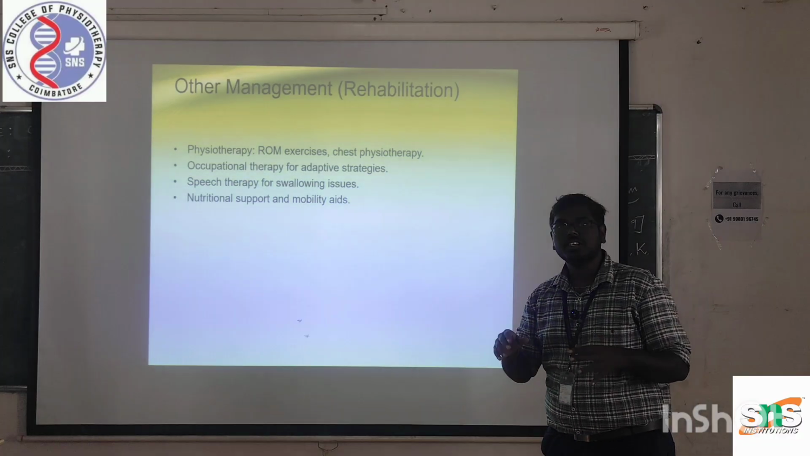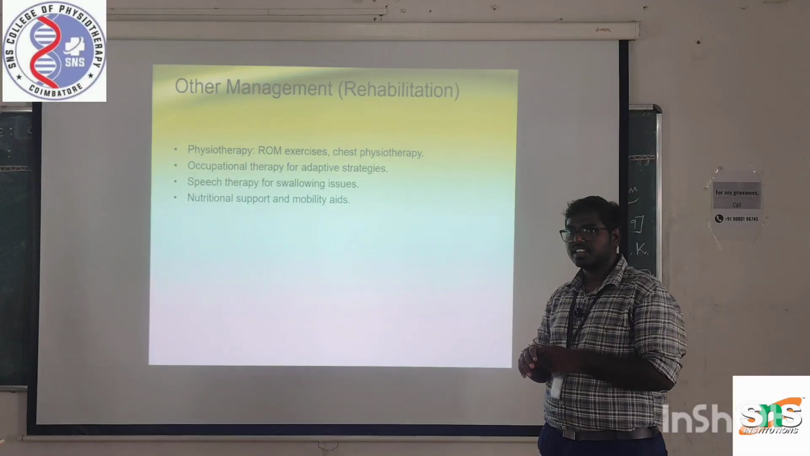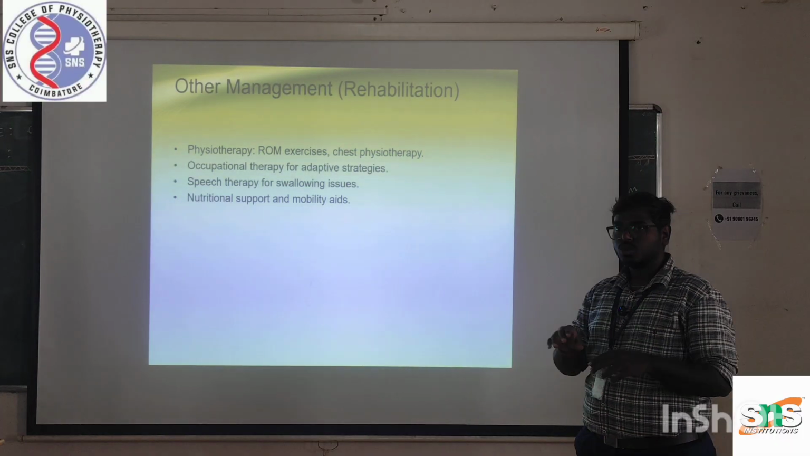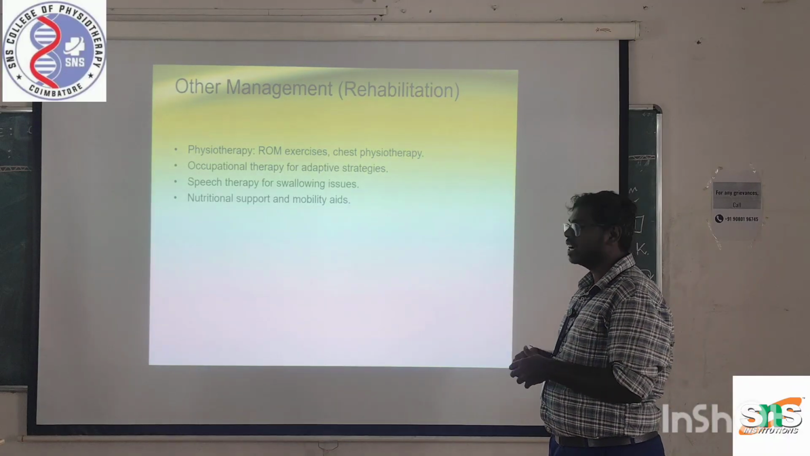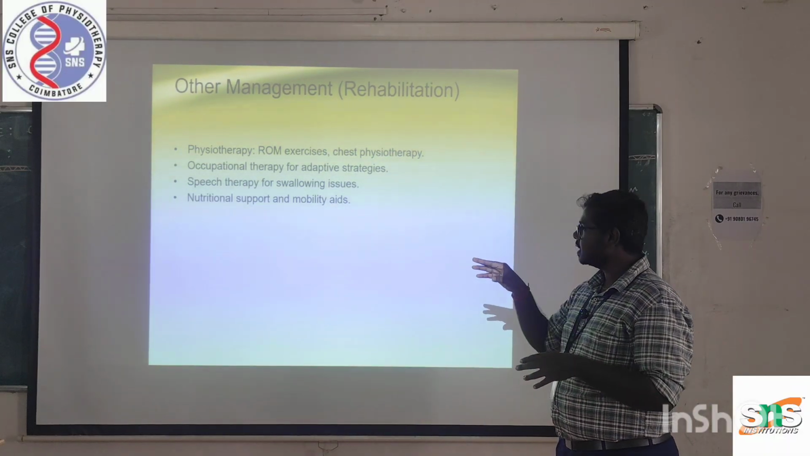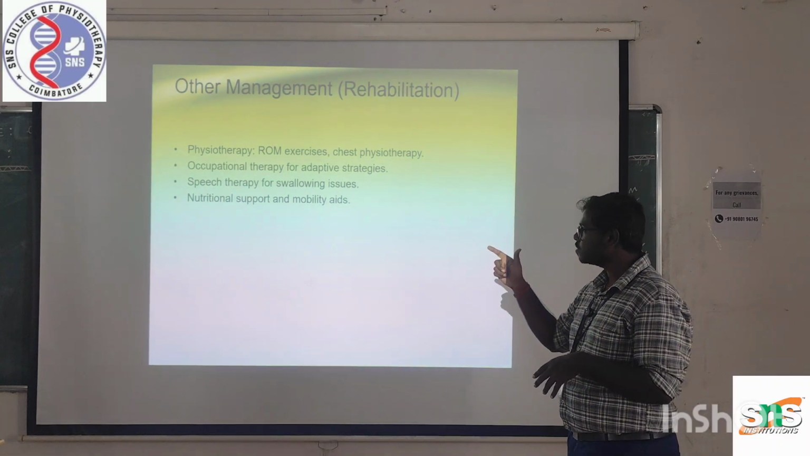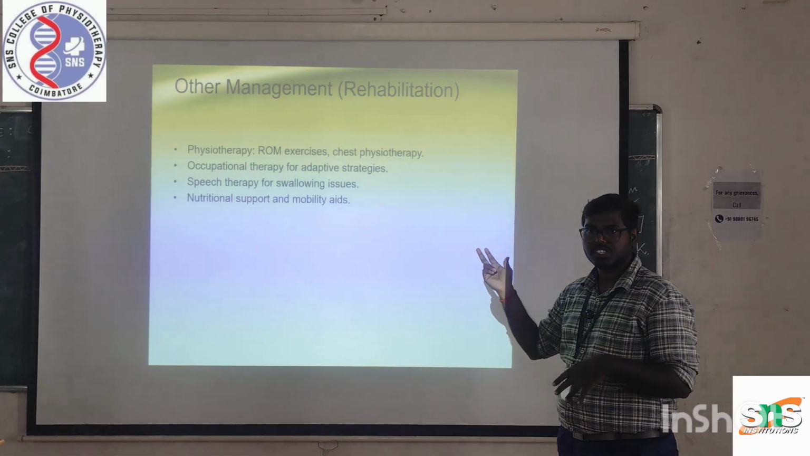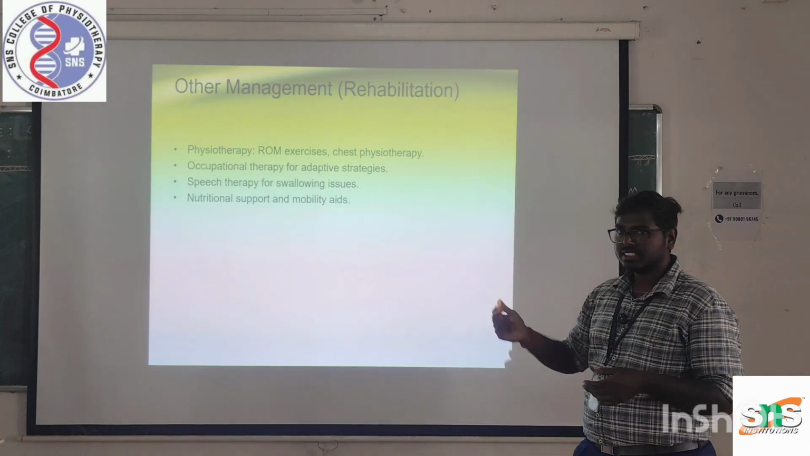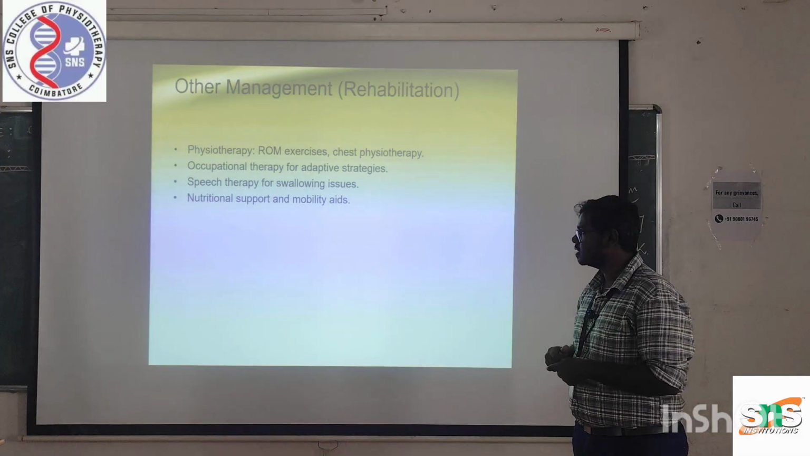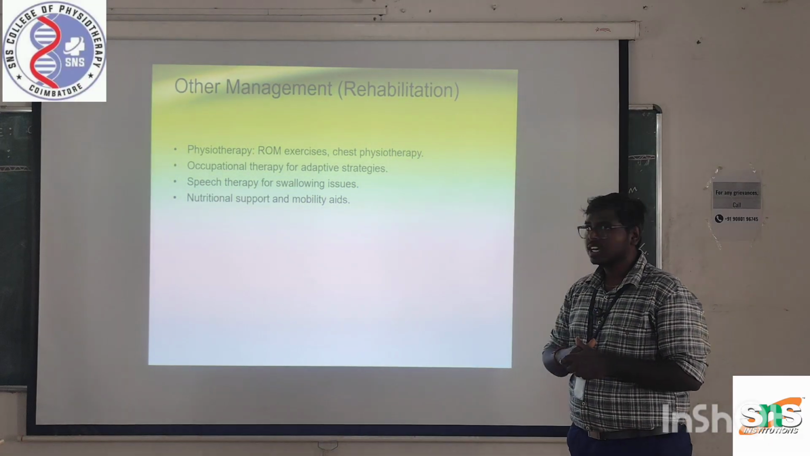Other than surgical and medical management, some other treatment methods are also conducted, in the rehabilitative stage. The first one is physiotherapy management. In physiotherapy, the exercises prescribed for spinal muscular atrophy are, first, range of motion exercises, and second, chest physiotherapy, which helps in increasing their breathing capacity. Thirdly, occupational therapy is for adaptive strategies for the patients, and the last one is speech therapy.